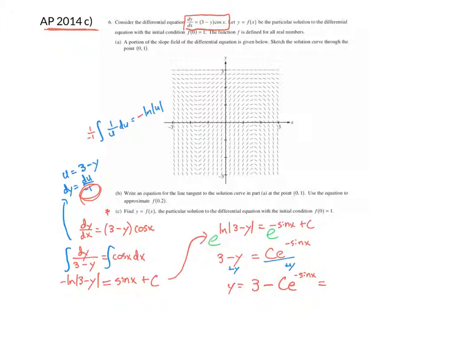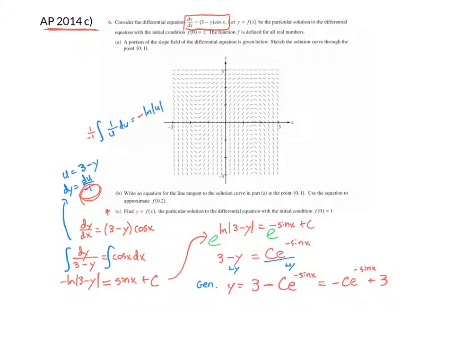You might also prefer to think of it as negative ce to the negative sine of x plus 3. That's the other way to write it. Okay, so this is our general solution. That's what this is right here.